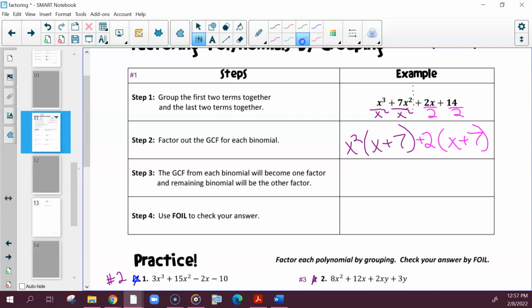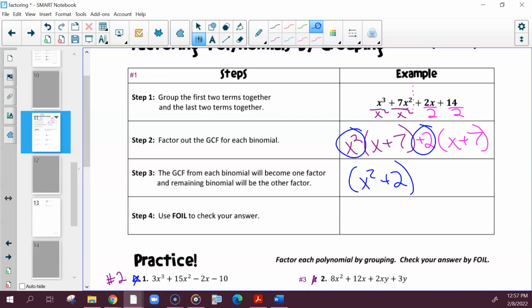Once you do that, you're going to take whatever we put outside, so that would be our x squared and our plus 2. We're going to group this together in one set of our factors. And then when you look at the others, we see that we have the same thing twice. We're not going to write it twice. We're only going to write it once.